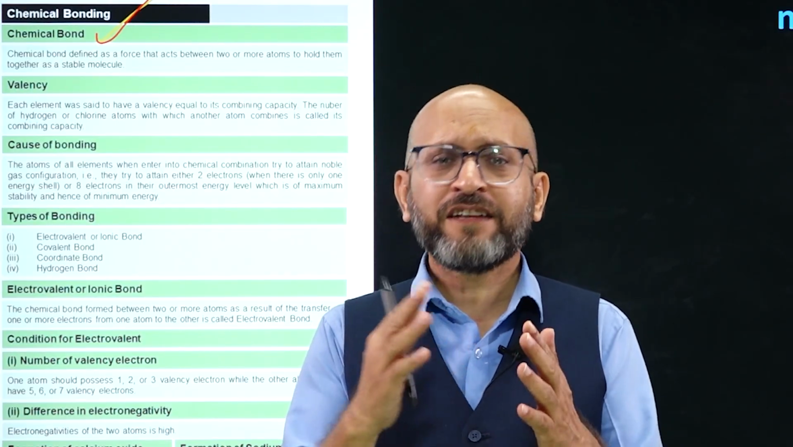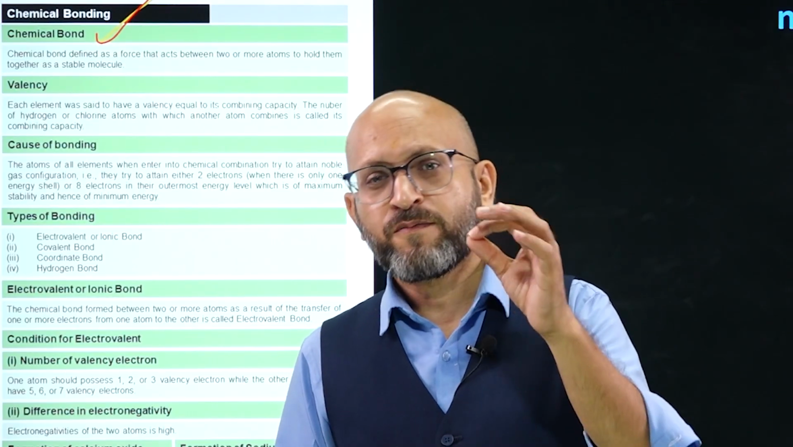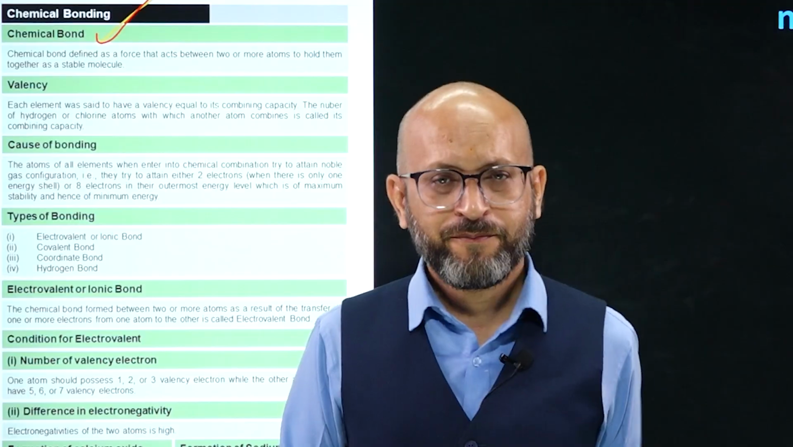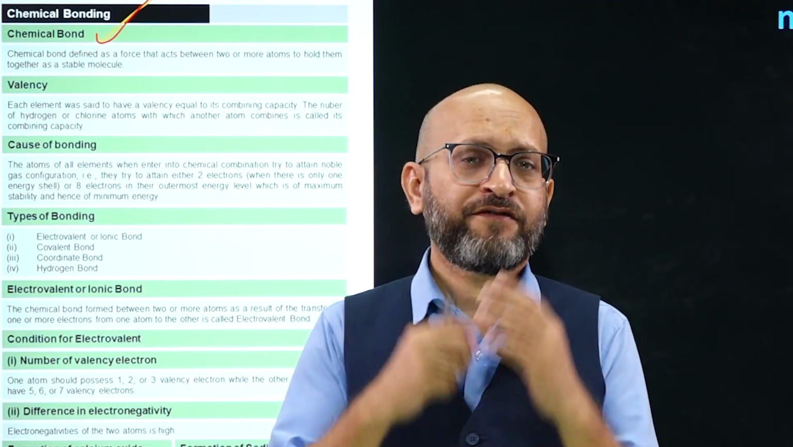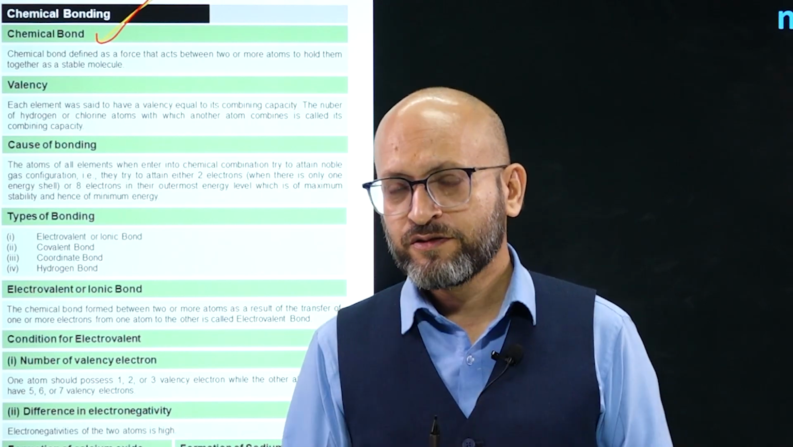So, there are different ways in which atoms combine. So, we have different forms of bond. What are those? We have ionic bond, we have covalent bond, we have hydrogen bond.